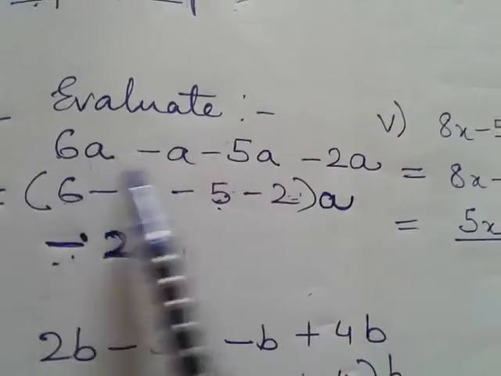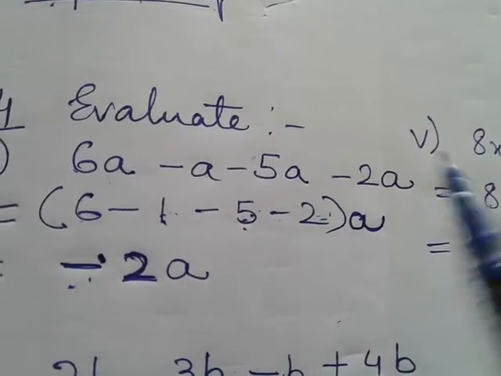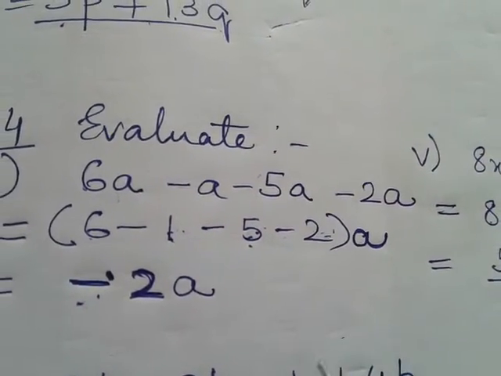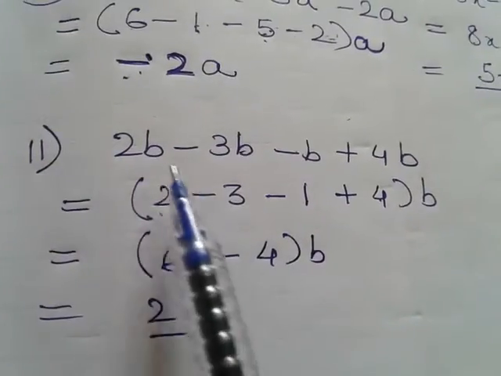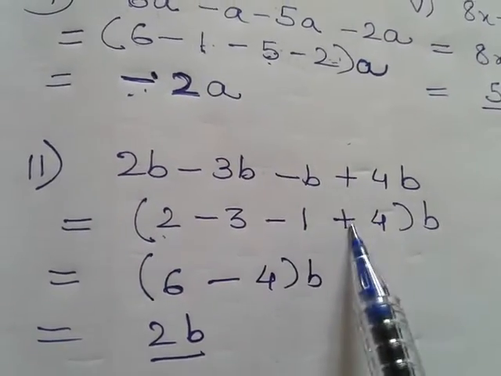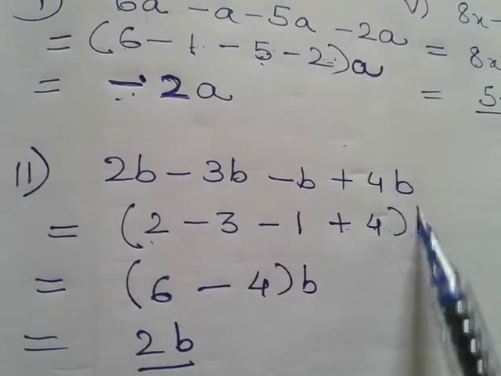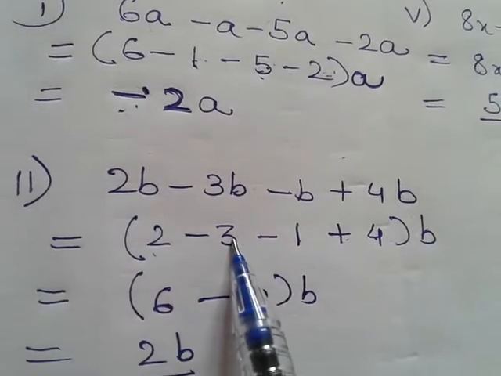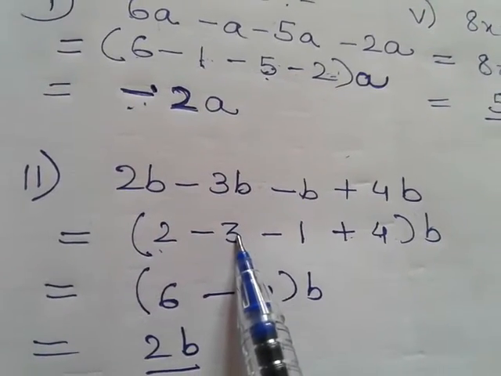Or what we can do is add all the positives, add all the negatives and subtract them. That is also one of the keys. So the second one we'll see. Again the same thing: 2 minus 3 minus 1 plus 4 coefficients and b.